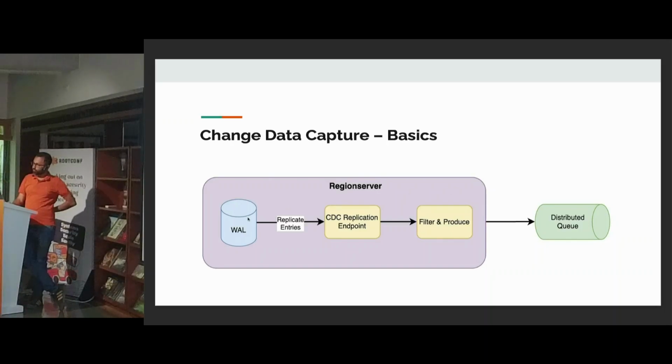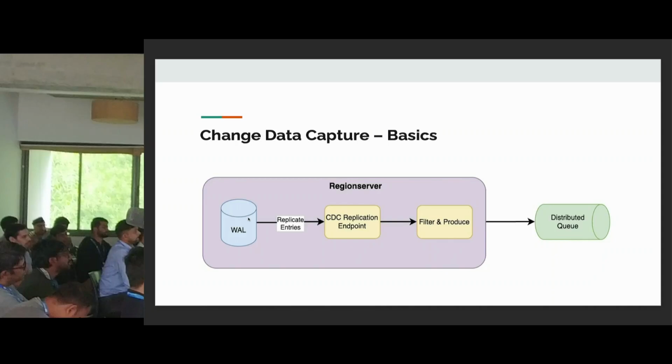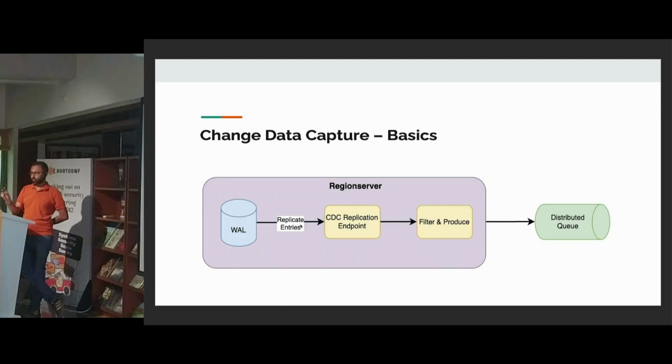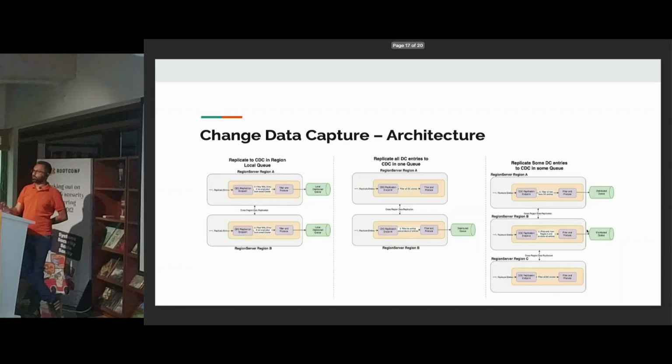Here, in the same logic of replication between clusters, there's the write-ahead log, you replicate the entries, and then there's a CDC, change data capture, replication endpoint that we have implemented. This is also open source, and we filter and produce based on various filtering, which we'll talk about in the next slide. Then you write it to a distributed queue like Kafka or Pulsar. Once you write it to the distributed queue, the data is taken out and used for secondary purposes. Maybe a stream processing engine reads from the distributed queue and writes it into a secondary DB, or puts it into some other queue for completing a distributed transaction. This is the concept called change data capture.